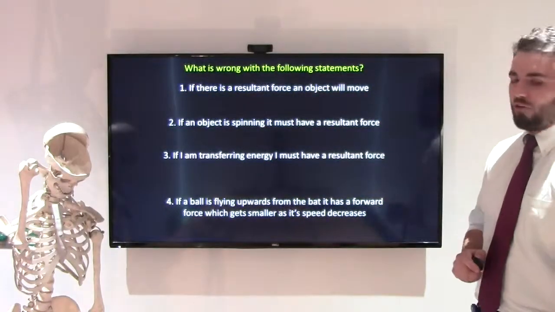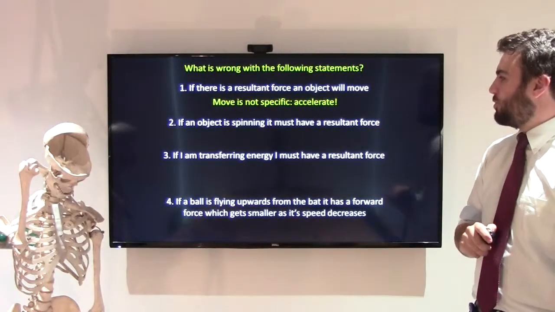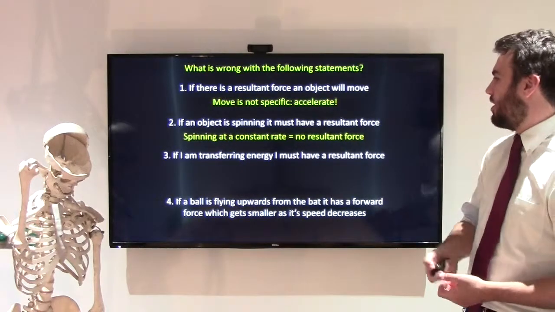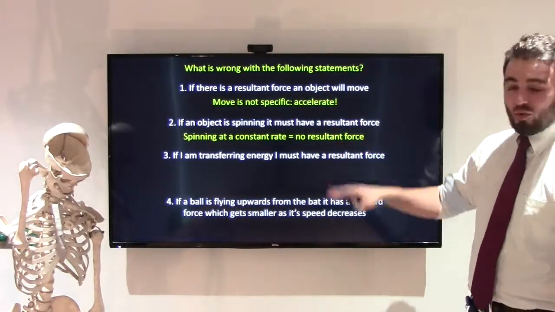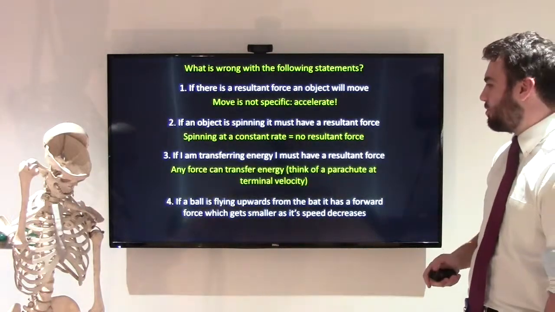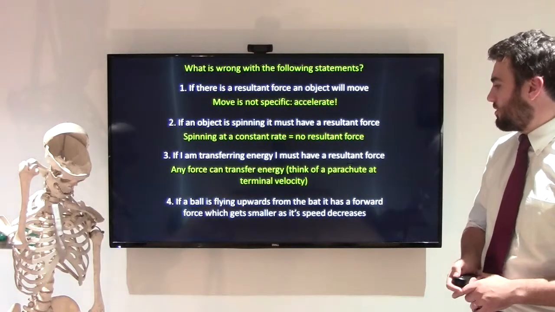Alright, what's wrong with the following statements? Pause it if you want. If there's a resultant force, an object will move. Well, be more specific. A resultant force causes acceleration. An object is spinning, so there must be a resultant force? No, not really. It could be spinning at a constant rate. If I'm transferring energy, there must be a resultant force. Well, any force, it doesn't have to be resultant, can cause a transfer of energy.